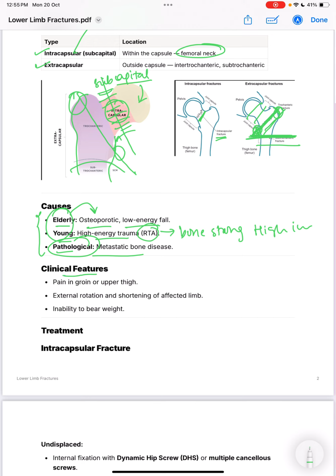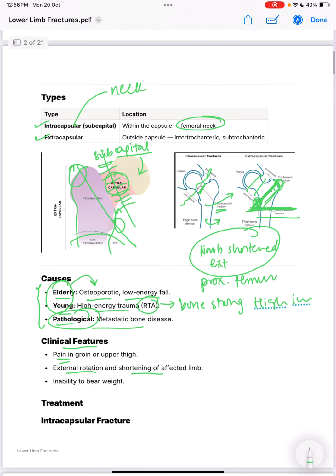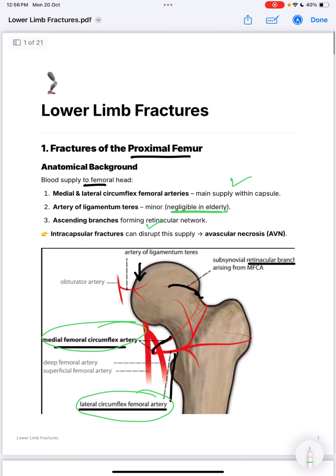So then we have clinical features. So clinical features क्या हैं कि pain होगा, of course. उसके अलावा इसमें जो feature होता है ना, external rotation and shortening of the affected limb. Because if you can imagine कि अगर ये for example tear हो गया है और ये externally leg rotate हो गई है, यानी ये इस तरह से बाहर की तरफ आ गई है, तो उससे क्या होगा, not only is the limb shortened, but it's also externally rotated, ठीक है? And this is a feature of proximal femur के fractures, ठीक है? So fractures of the proximal femur will be externally rotated and shortened, ठीक है?